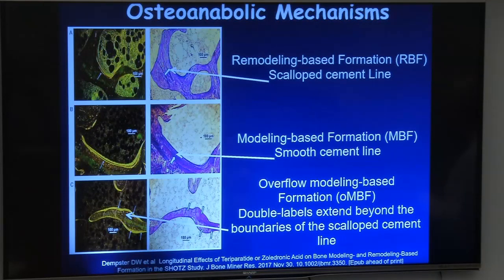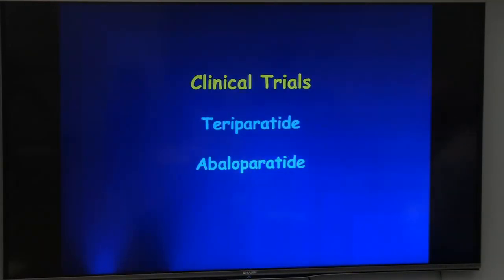And we think that these osteoanabolics work in all three ways. If you wanted to quantitate it, it's probably 30% is pure modeling based, and about 70% is remodeling based or spillover. But the initial effects are probably pure modeling. Okay, is that okay? Give you a sense of how these drugs work?